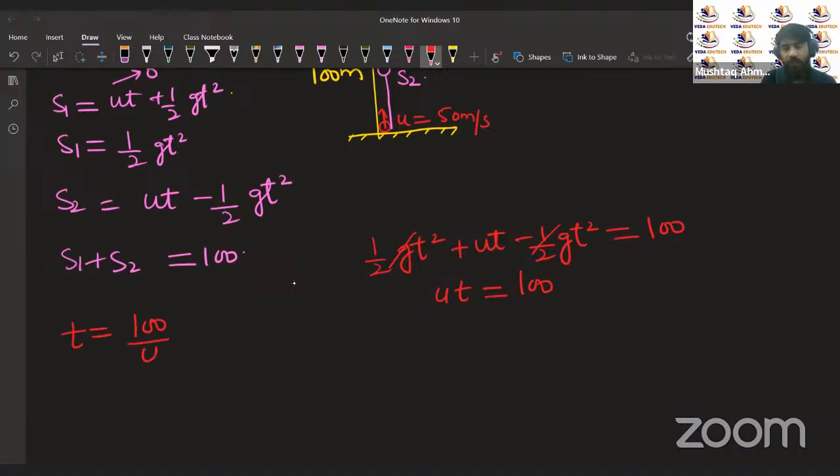Here u is the initial speed with which this particle is being projected. So 100 upon 50 is equal to 2 seconds. So the time t is equal to 2 seconds. This is the time after which these two particles are going to collide with each other.